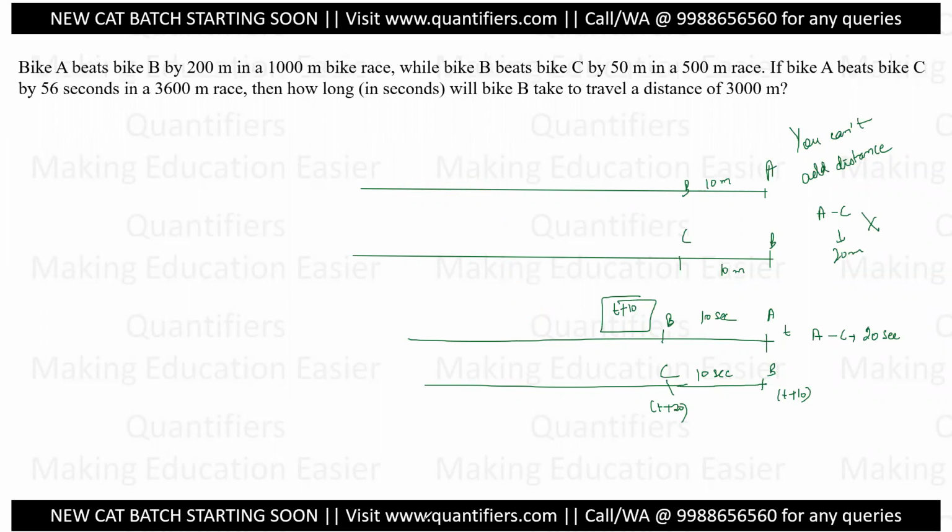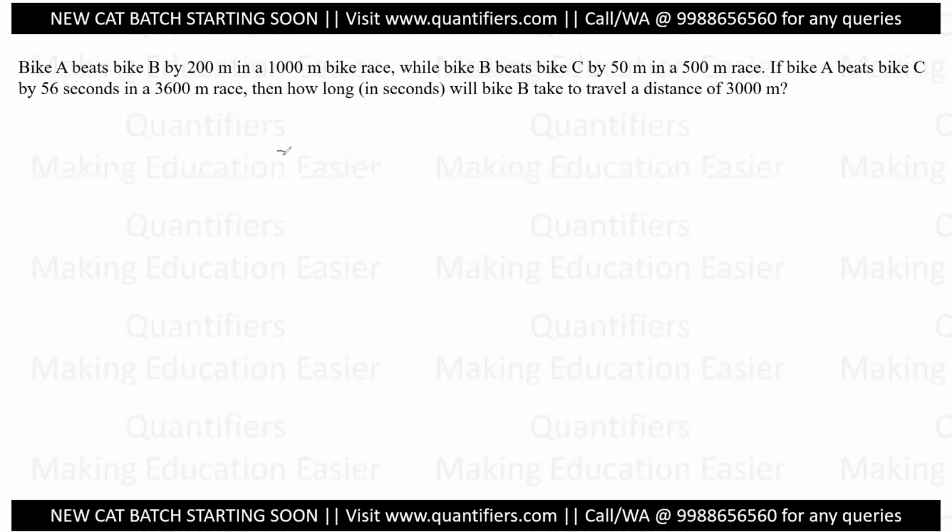Now let's just apply it here. Bike A beats bike B by 200 meters in a 1000 meter race, which means in the time in which bike A does 1000 meters, bike B just does 800 meters. So if in the same time the bikes are doing 1000 and 800 meters, the ratio of their speed is 5:4. So A to B speed ratio is 5:4. Similarly, B to C speed ratio is 500:450. That is 10:9. B to C is 10:9.